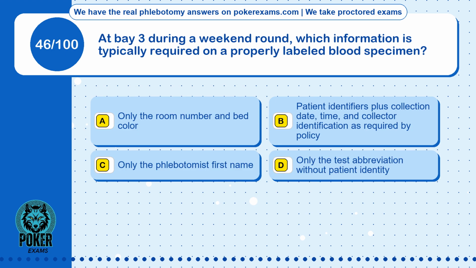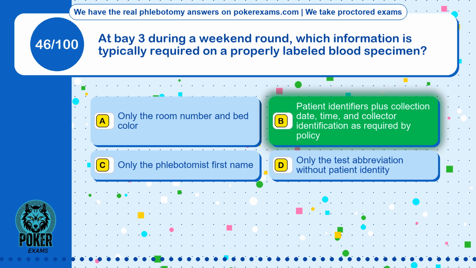Question 46. At Bay 3 during a weekend round, which information is typically required on a properly labeled blood specimen? Option A. Only the room number and bed color. Option B. Patient identifiers plus collection date, time, and collector identification as required by policy. Option C. Only the phlebotomist first name. Option D. Only the test abbreviation without patient identity.